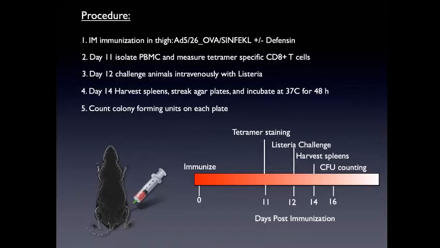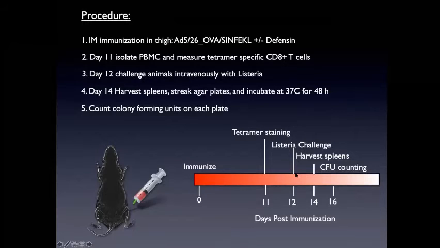We want to see if using Ad5 and Ad26 ova synfecal vectors with and without defensin could protect against Listeria infection. In this system, we specifically use CD8 T cells. Listeria can be protected against by CD8 T cells, which is why we assessed and monitored for these specific T cells. Our timing was that we immunized the animals at day 0. We do something called tetramer staining, which we don't have to go into, but all we're really doing is assessing the animals to see how many CD8 T cells are present. You'll see that on the next slide.